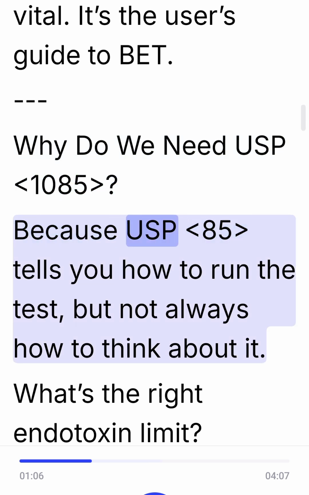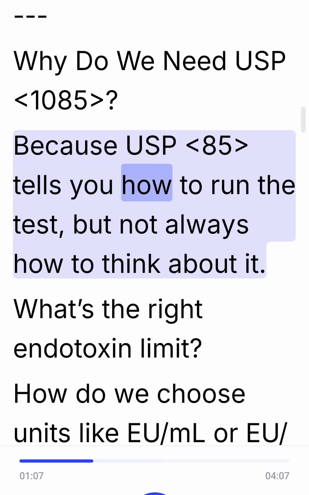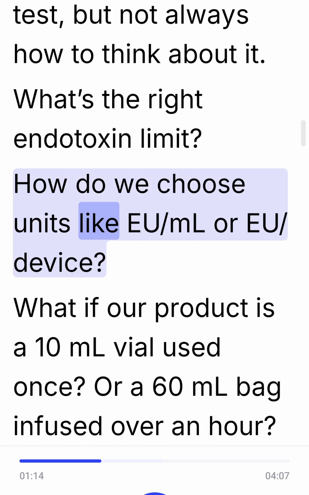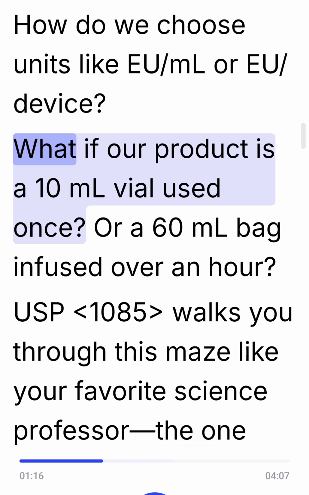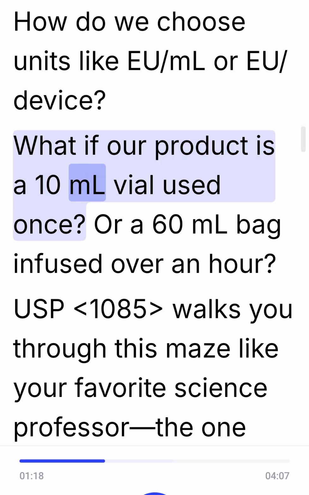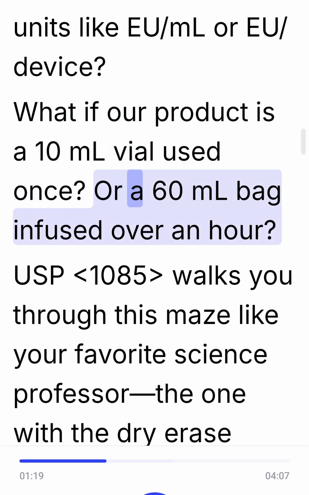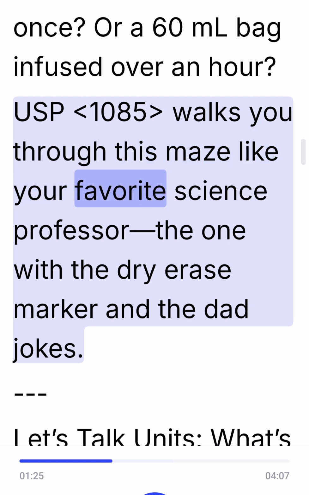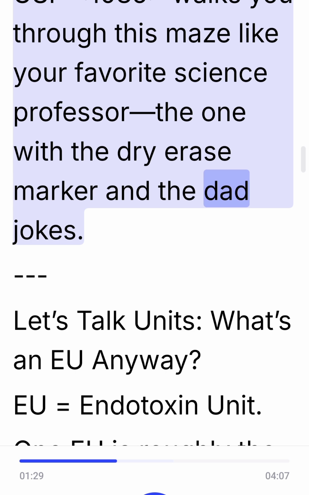Because USP <85> tells you how to run the test, but not always how to think about it. What's the right endotoxin limit? How do we choose units like EU/mL or EU/device? What if our product is a 10 mL vial used once, or a 60 mL bag infused over an hour? USP <85> walks you through this maze like your favorite science professor, the one with the dry erase marker and the dad jokes.